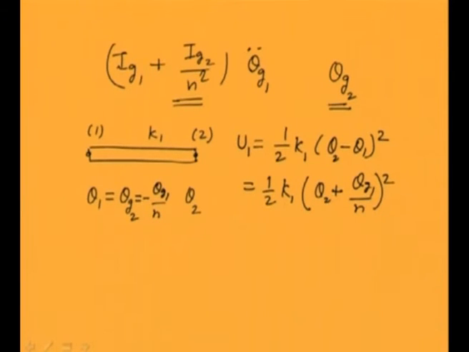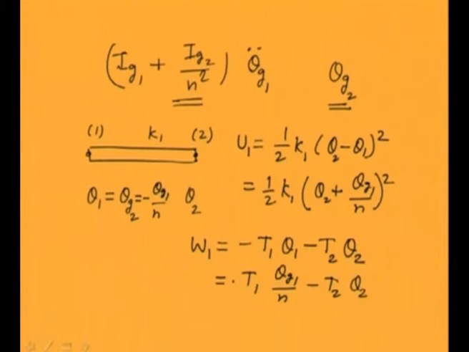Now the work done is given as T1 theta 1 plus T2 theta 2, where T1 and T2 are the reaction torques at node 1 and 2. Again we can replace theta 1, so we will be getting minus T1 theta G1 by N minus T2 theta 2.